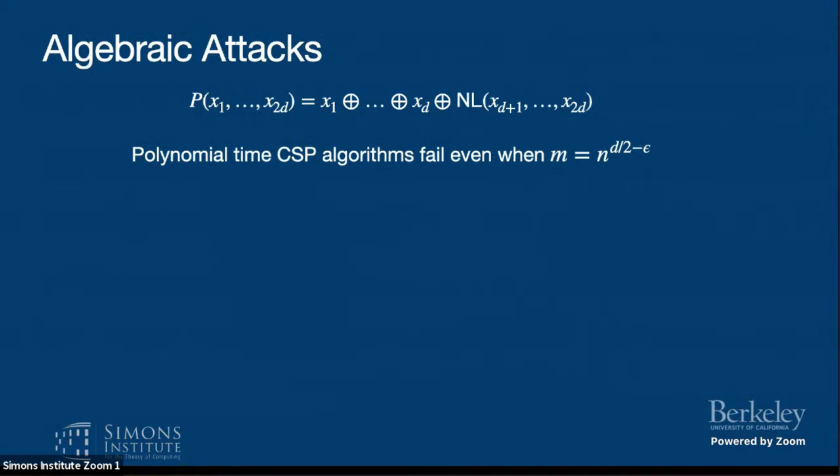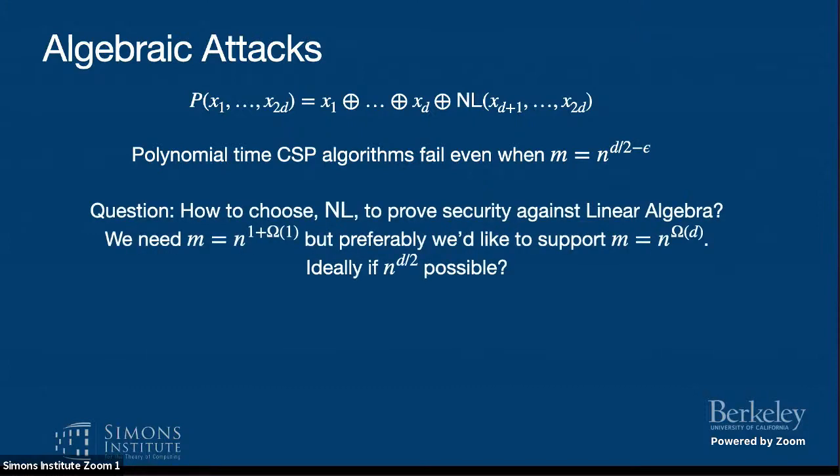Okay, just to take the message home, this is our predicate. And now what we are trying to do is observe how to choose the nonlinear predicate. Note that just because I have this linear term here, the previous algorithms from the CSP algorithms suite fail even when m is chosen as large as n to the d over 2 minus epsilon. And by fail, I mean I'm looking for a polynomial time algorithm to solve this. So our goal is to find this nonlinear predicate so that you can prove security against algebraic attacks.